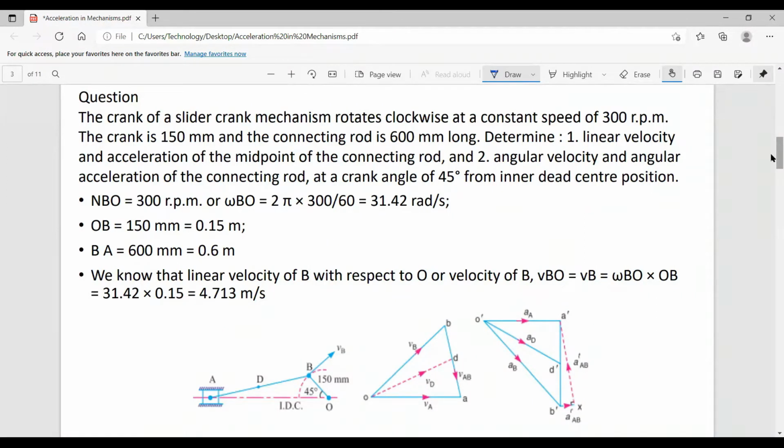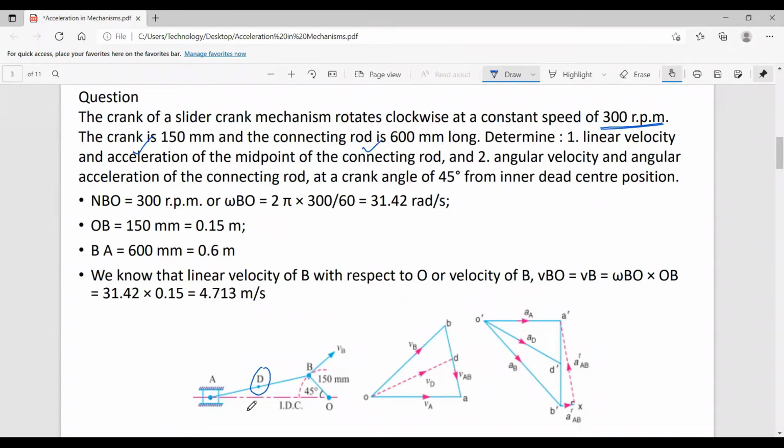So speed is given, that is constant. The crank is 150 millimeter and the connecting rod is 600 millimeter. So length of crank is given, length of connecting rod is given. Now what you have to find is the linear velocity and acceleration of the midpoint of the connecting rod. Right? The midpoint of the connecting rod is in the mid of A and B. Right? That's the midpoint of the connecting rod.